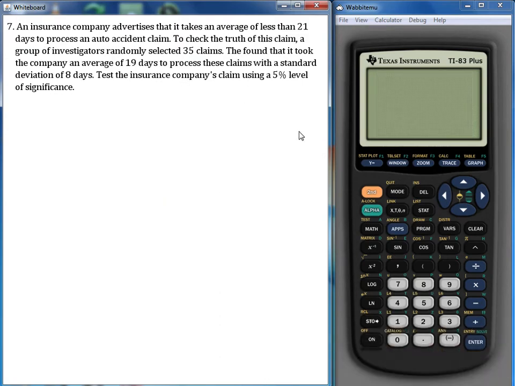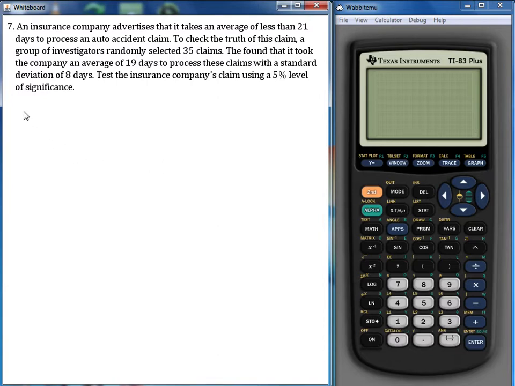Number 7. An insurance company advertises that it takes an average of less than 21 days to process an auto accident claim. To check the truth of this claim, a group of investigators randomly selected 35 claims. They found that it took the company an average of 19 days to process these claims, with a standard deviation of 8 days. Test the insurance company's claim using a 5% level of significance.